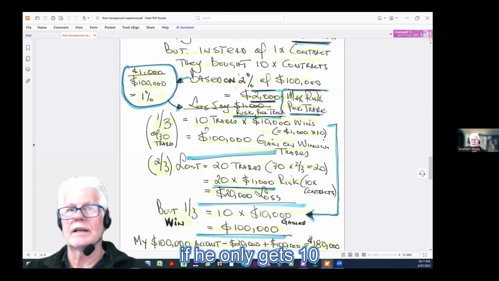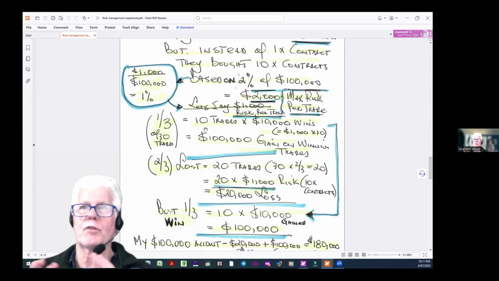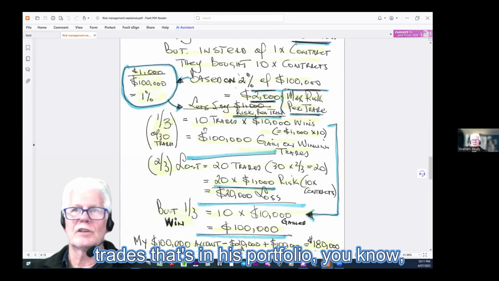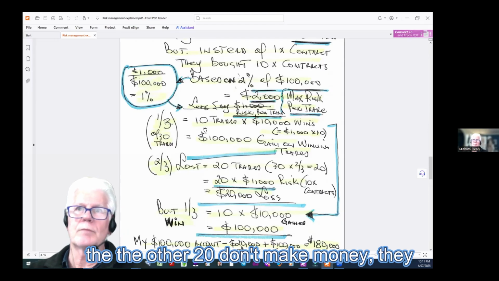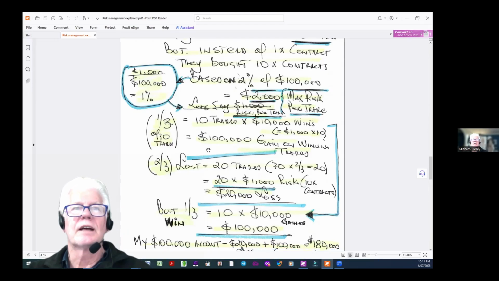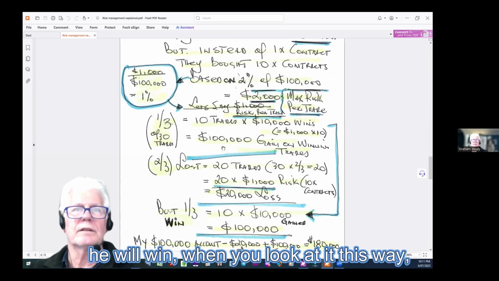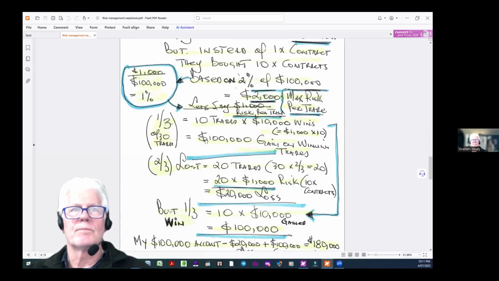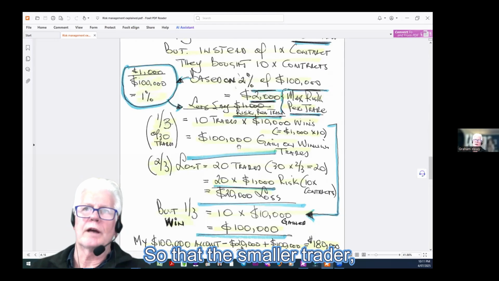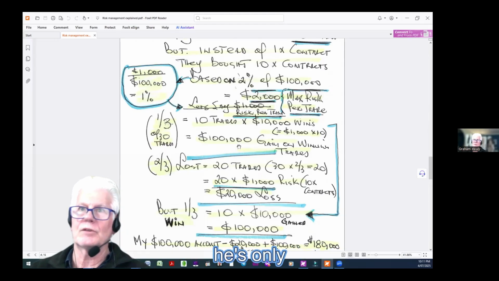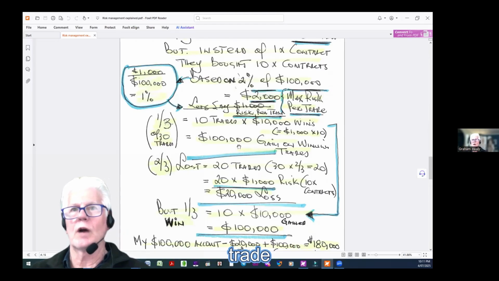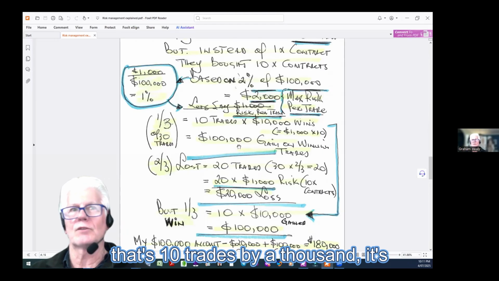So if he only gets 10 winners out of 30 trades in his portfolio, the other 20 don't make money, they go to zero. In fact, when you look at it this way, he will win 10 trades by $10,000, he will gain $100,000. The smaller trader will gain $10,000, because he's only got one contract per trade that's winning $1,000, and that's 10 trades by 1,000, it's 10,000.